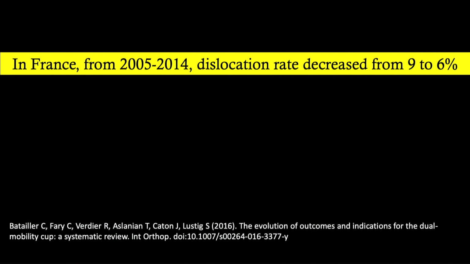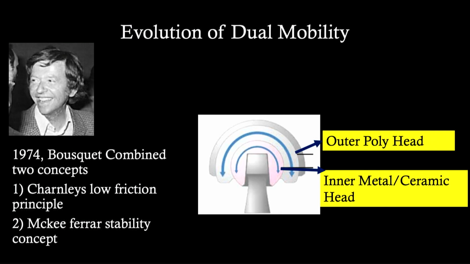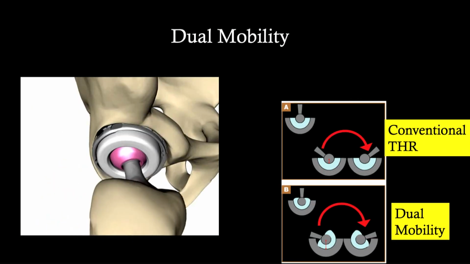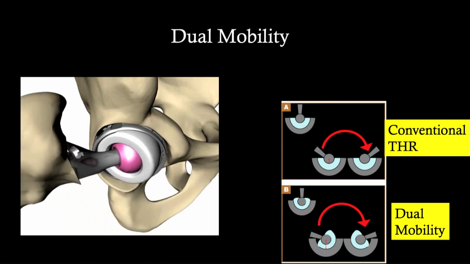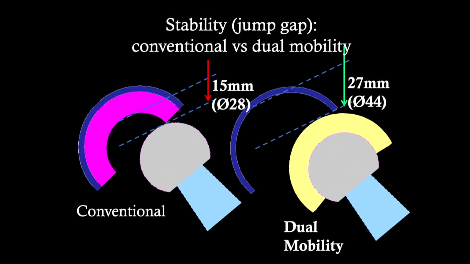However, in France, the dislocation rates are less as compared to the rest of the world. So why is this the French paradox? This is because of the evolution and acceptance of the dual mobility socket by Bousquet, where he combined two principles: Charnley's low friction inner head and McKee-Farrar's stability concept of a larger outer head. During the initial range of movement, the inner head moves inside the outer head, and at the extremes of movement, the outer head moves inside the socket, giving greater range of movement. Further, the jump gap required for the head to come out of the socket increases significantly, giving greater stability.